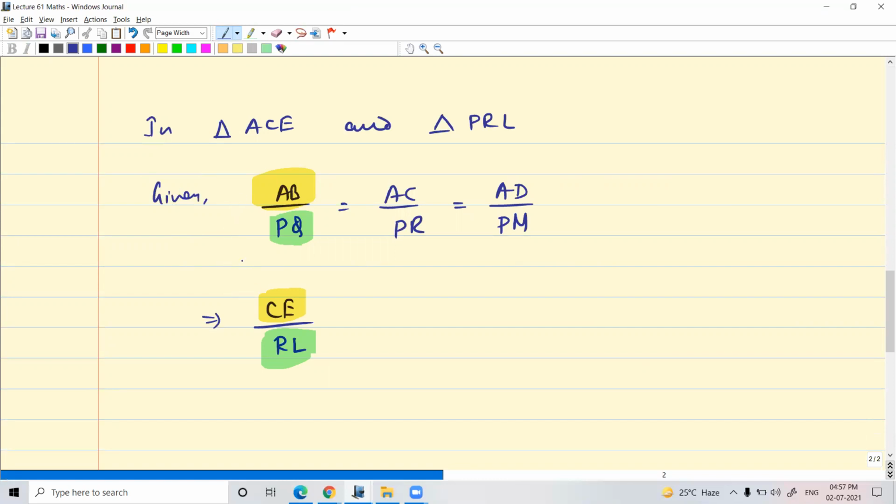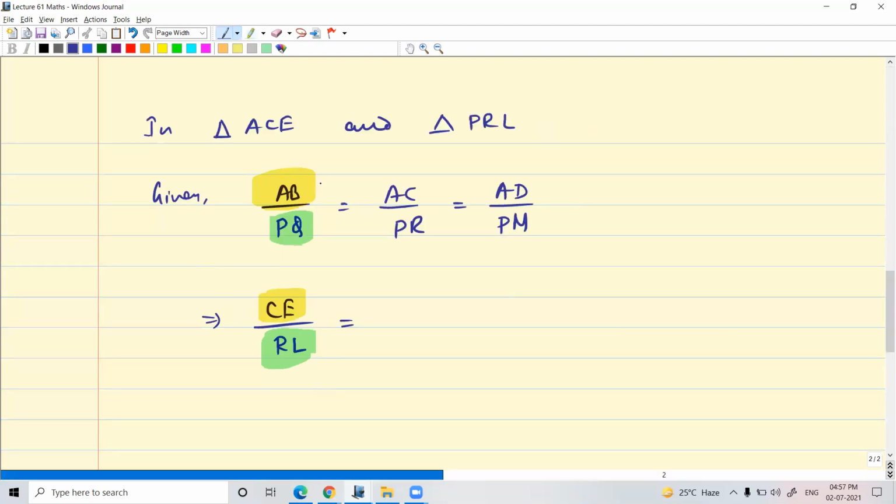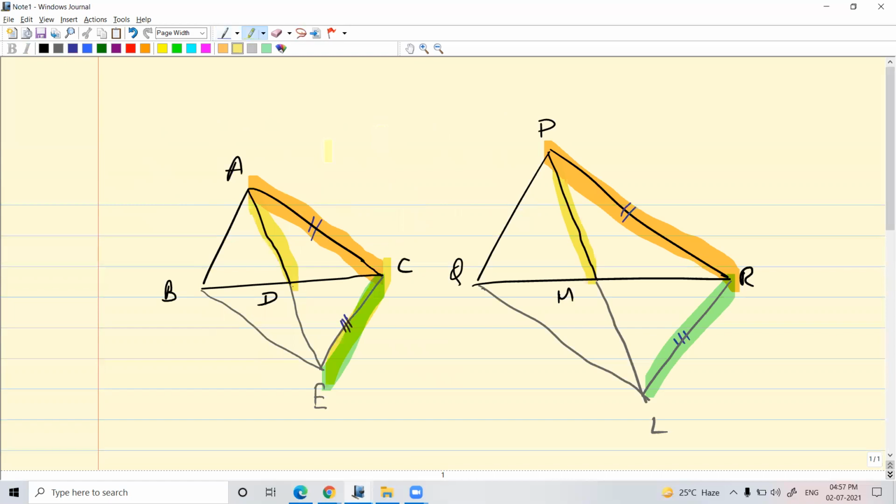Okay, Hari. Understood, sir. All right. Then leave this AC and PR as it is, because we need this. AC and PR are part of our triangle. Why did I replace this AB and PQ? See, AB and PQ are not part of these triangles. We are trying to prove that ACE and PRL are similar. So AB and PQ were not part of the triangle, so I replaced them with the ones which are part of the triangle, these two, CE and RL.